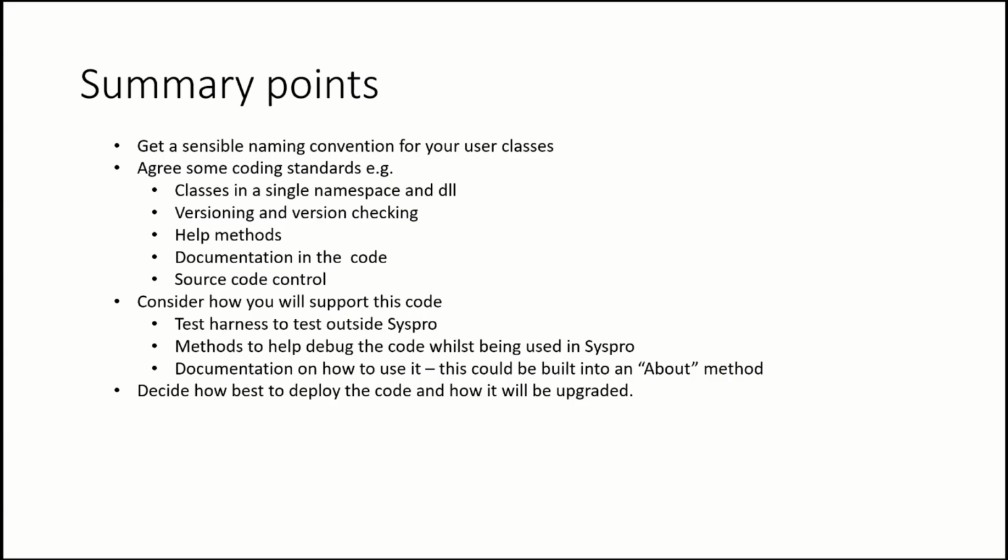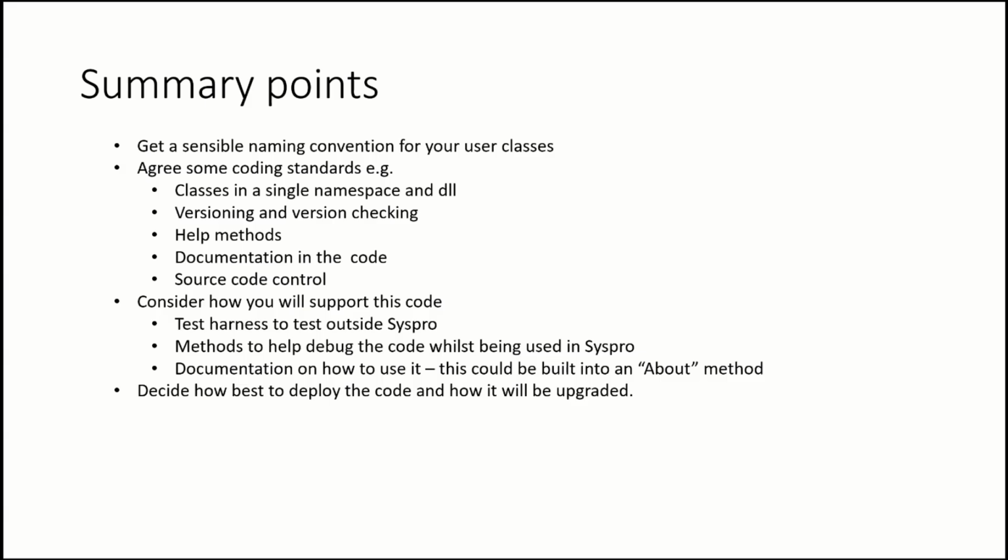Agree coding standards. Classes in a single namespace and DLL like we've been developing, I think makes eminent sense rather than a DLL per class, but that's up to you. Versioning and version checking, well, we just had a little bit of a discussion about that, and it may be that you have to develop some sort of standard way you can put into all your classes. Help methods, maybe with some documentation that people can call either in a test harness or indeed from the app.